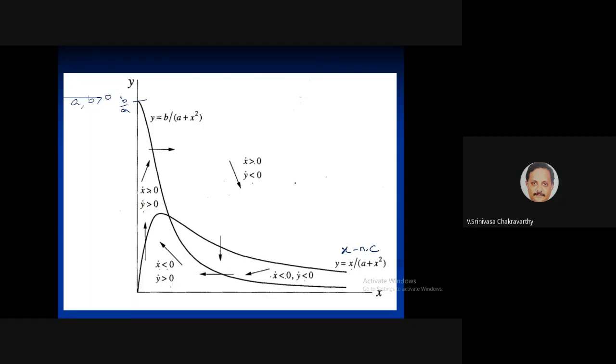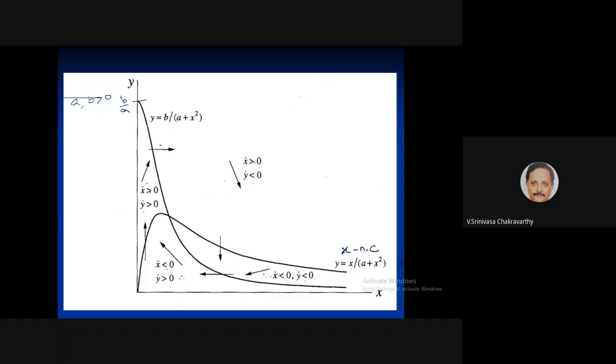So with these simple arguments, we are able to get the flow pattern qualitatively over the entire region of interest, or entire phase plane, which is the first quadrant. So what have we learned? In this region, the flow is downwards and rightwards. In this region, flow is downwards and leftwards. In this region, flow is upwards and leftwards. This region, flow is upwards and rightwards.